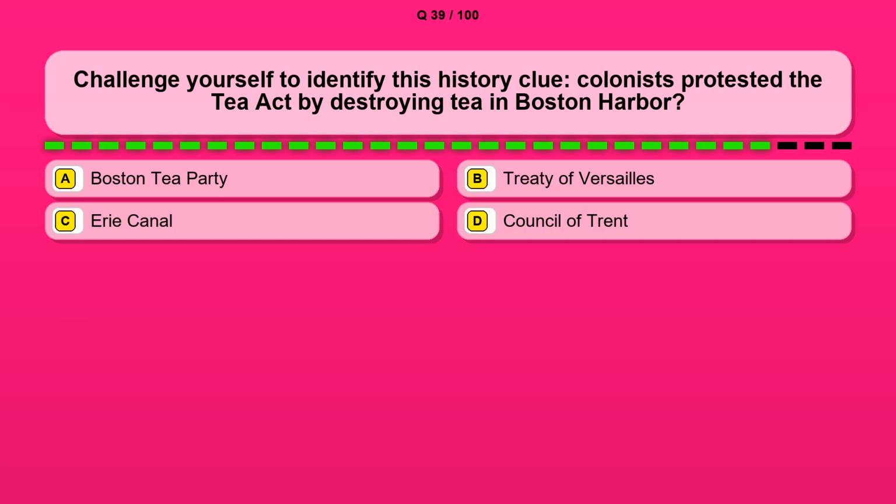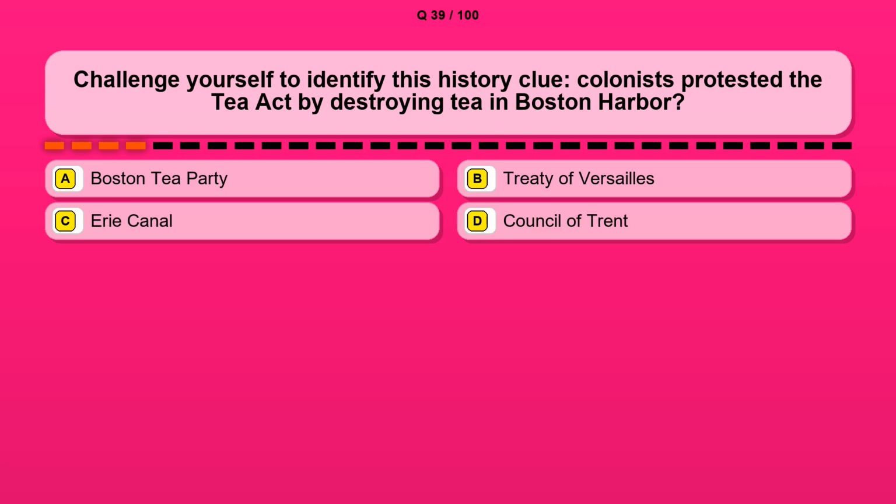Question 39. Challenge yourself to identify this history clue. Colonists protested the Tea Act by destroying tea in Boston Harbor. Option A, Boston Tea Party. Option B, Treaty of Versailles. Option C, Erie Canal. Option D, Council of Trent.